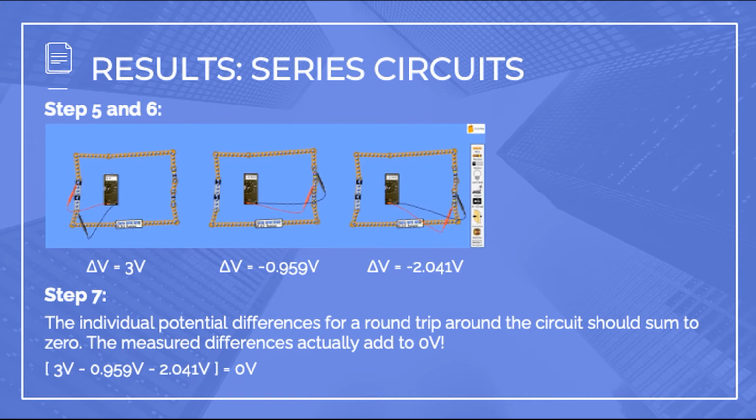For parts 5 and 6, I removed the voltmeter from the circuit and then closed the circuit with a wire and used the voltmeter to measure the potential differences for each part of the path around the circuit and recorded the current I. The individual potential differences for a round trip around the circuit sum to 0, and the measured differences actually added to 0 volts, which is good. I used these voltage readings to construct a graph of the voltage along the circuit as seen here.